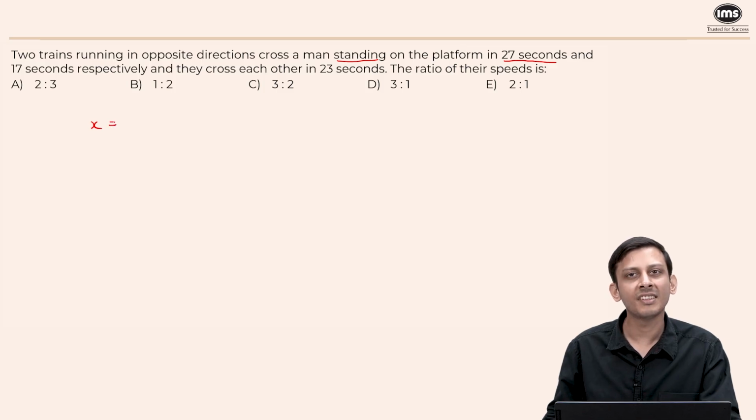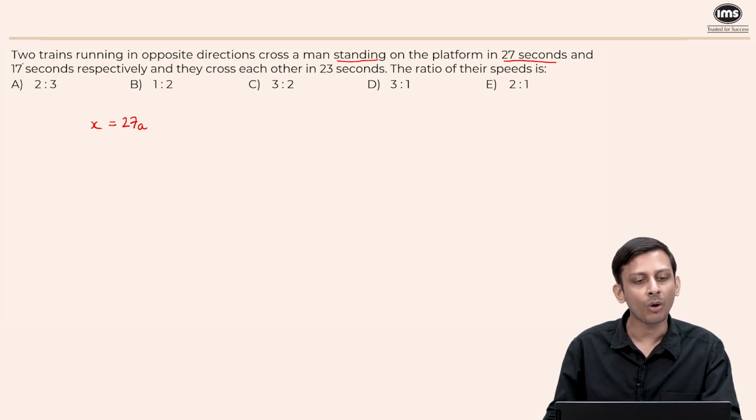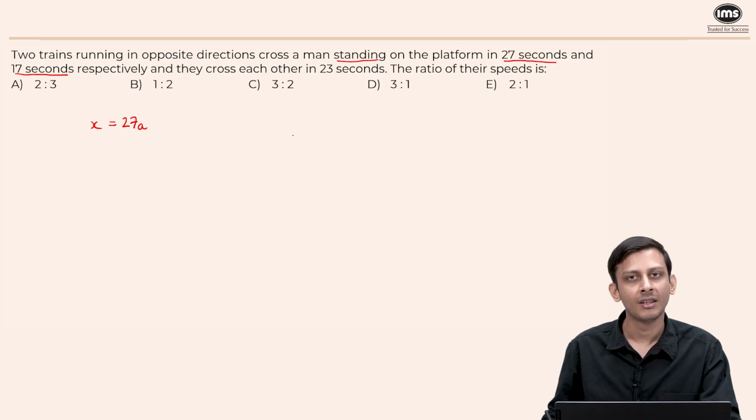Now we know that distance is time into speed. Time here is 27 seconds. And let the speed of the first train be a meters per second. So we will get x is equal to 27a. Now the second train crosses the man in 17 seconds. So again, the distance will be the length of the second train. Let the length of the second train be y meters. And this distance is equal to time into speed. Time is 17 seconds. Let the speed of the second train be b meters per second. So y is equal to 17b.